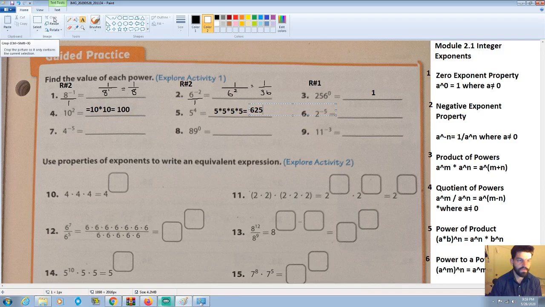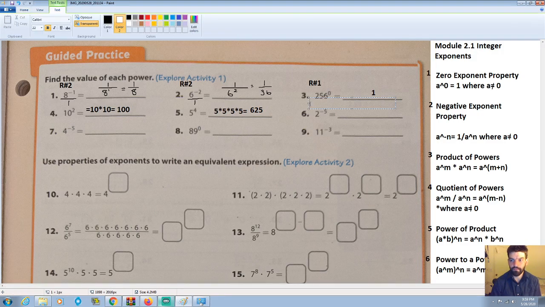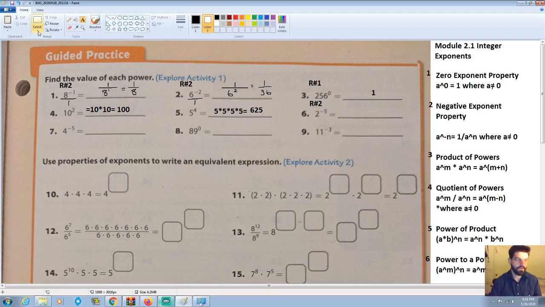Number 6 here is going to be 2 to the negative 5th power. That's going to be rule number 2. So again, we want to represent this as 2 to the negative 5th over 1.